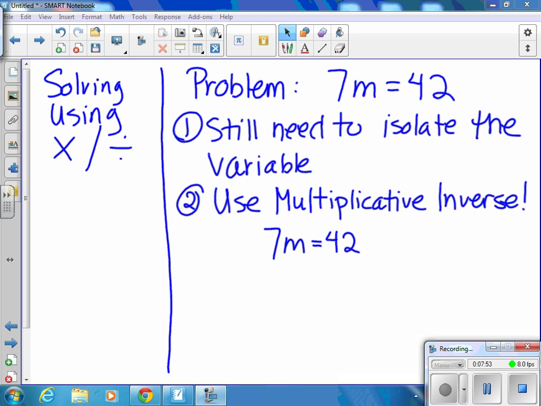Okay, now we're going to solve using multiplication and division. So our problem this time is 7m equals 42. Remember that a number and a variable right next to each other means we're multiplying. So that's the same as saying 7 times m equals 42. Number one, I still need to isolate the variable. And number two, I need to now use the multiplicative inverse to get rid of whatever's with the variable.